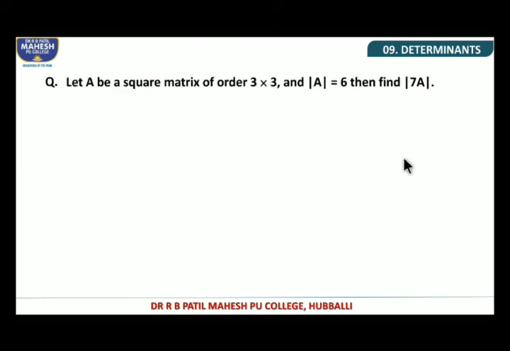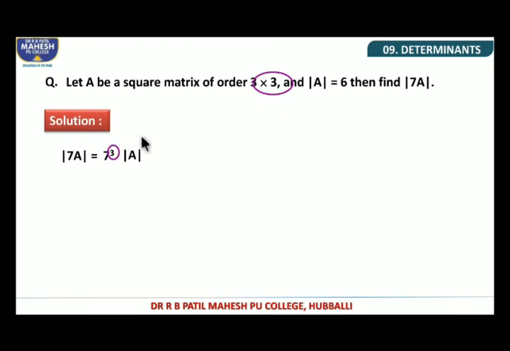Next question will be, let A be a square matrix of order 3 by 3 and determinant of A is equal to 6. Then find determinant of 7A. It is also the same as the previous example. So I will take the solution. Determinant of 7A is equal to, here we have to take the value of K, that is 7 to the power 3, because the order, the value of n, is 3 here. So 7 to the power 3 into the value of determinant of A.